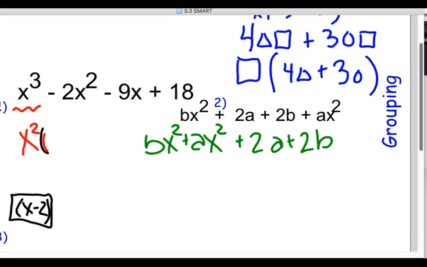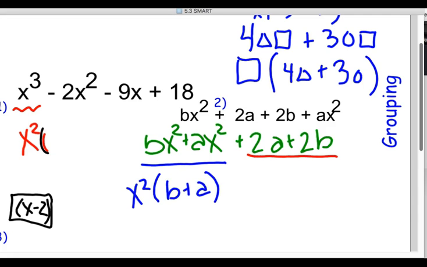Since it's all adding, you can rearrange it, because now grouping-wise, you can do grouping. What can you take out of bx squared and ax squared? What's left? What can you take out of 2a and 2b? Is it a positive 2 or a negative 2? Positive, so put plus 2, and then what's left? Are your parentheses the same? Yeah, a plus b is the same thing as b plus a.